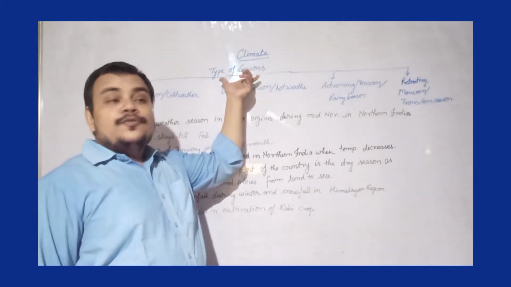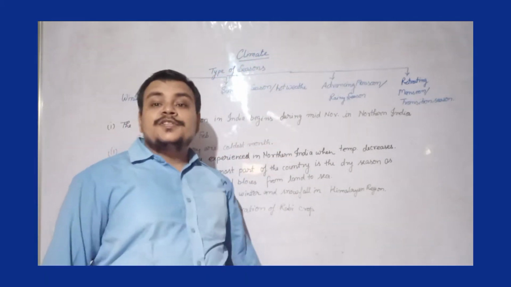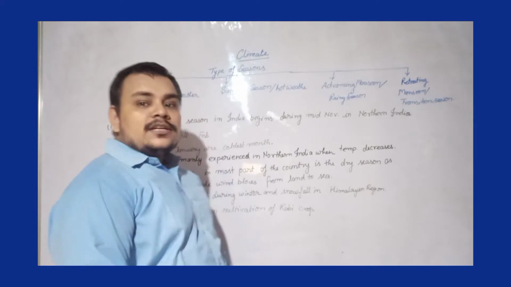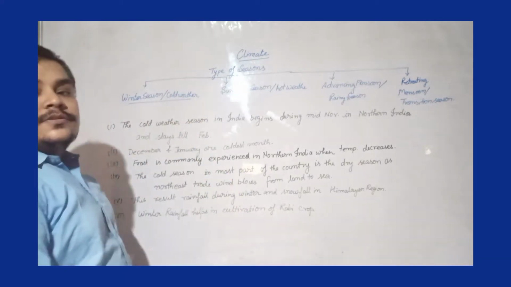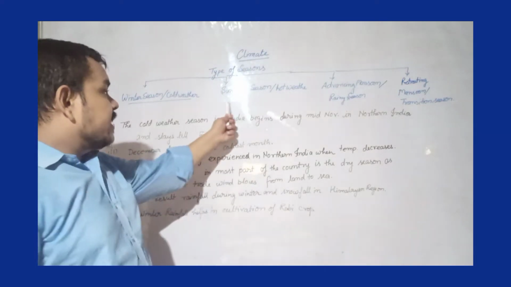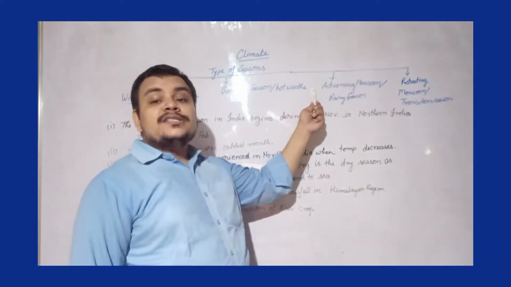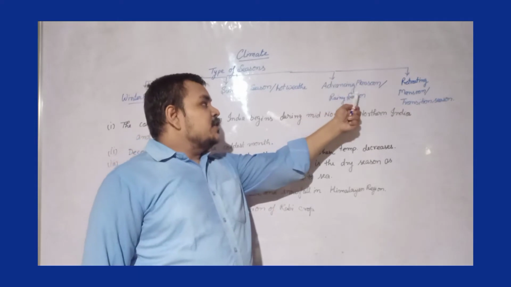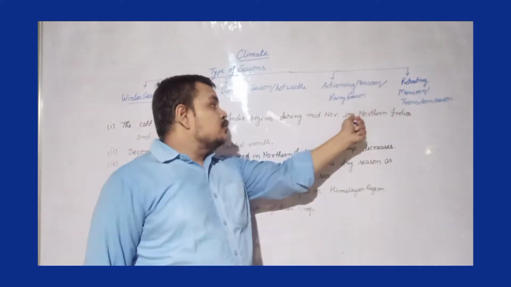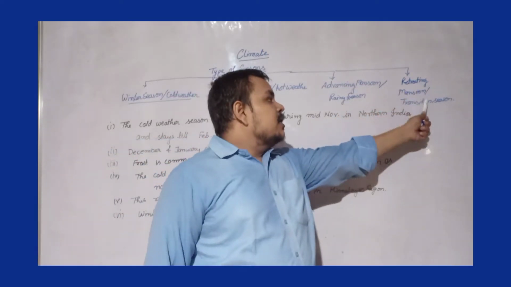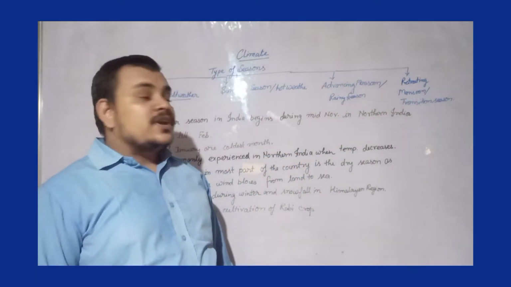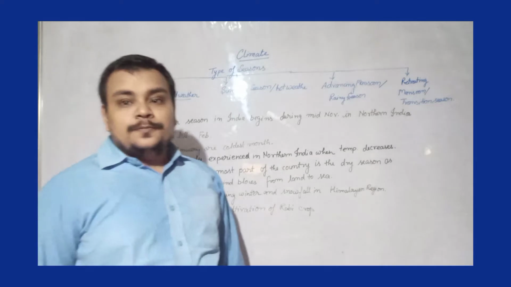Now in this video we will study the types of seasons in India. As you know, there are four types. First is the winter season, also known as the cold weather. Second is the summer season, known as the hot weather. Third is the advancing monsoon, also known as the rainy season, and the last is the retreating monsoon, known as the transition season.